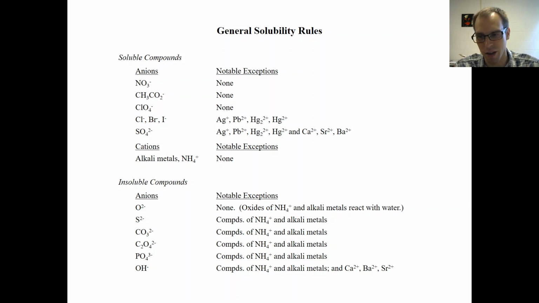Sulfides are insoluble with the exception of compounds of ammonium and alkali metals, right? So all the ones listed on the top half under soluble compounds. And then the same thing goes for carbonates, oxalates, phosphates, and hydroxide, with the exception of calcium, barium, and strontium hydroxide. Those are soluble, and those will all form strong bases as well. So this is our general solubility rules. In the next video, we're going to look at how we can use these to make predictions and look at how precipitation reactions can happen.